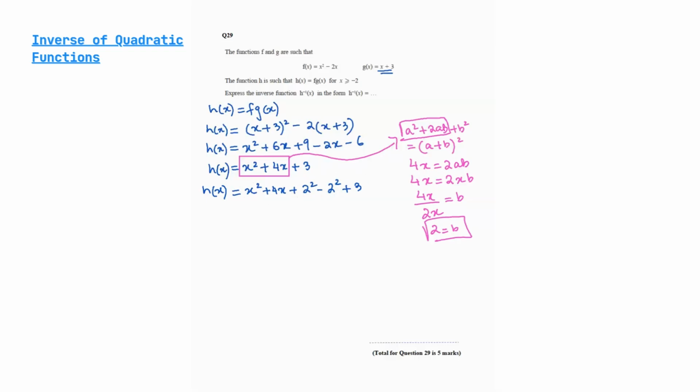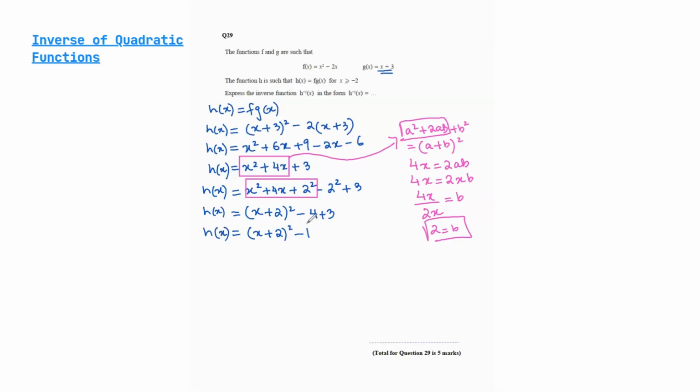So now, since this is our complete square now, what we will do is we will rewrite this as x plus 2 squared. Just like a plus b whole square over here, a being x, b being 2. And this will come outside, minus 4 plus 3. So x plus 2 whole square minus 1. This is your h of x.